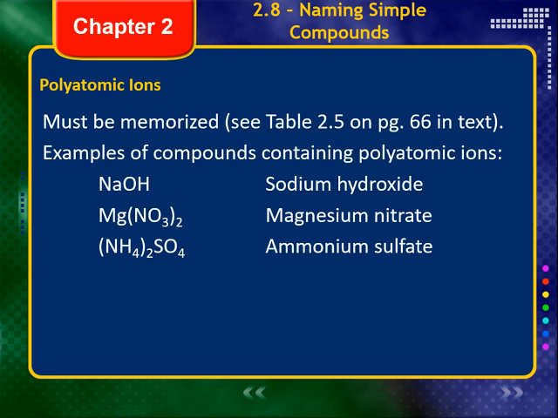Then we have ammonium sulfate. In this example, we actually have 2 different polyatomic ions. I don't have to include any sort of Roman numerals. I don't have to tell you how many of each I have because we know that ammonium forms a +1 charge and sulfate has a -2 charge, and so you're going to need 2 ammoniums for every sulfate.